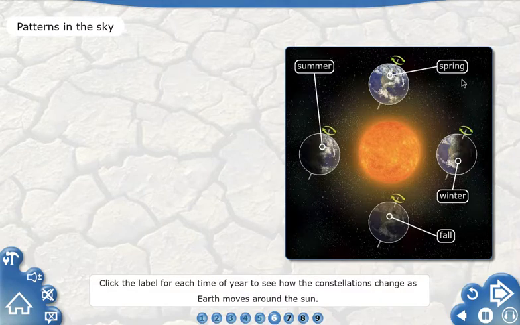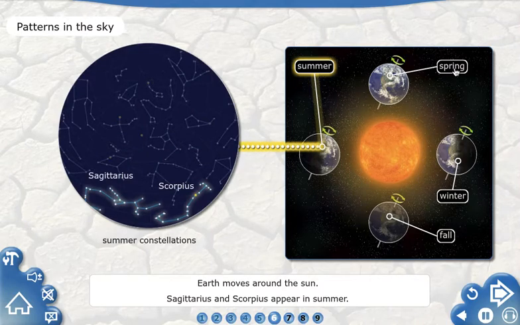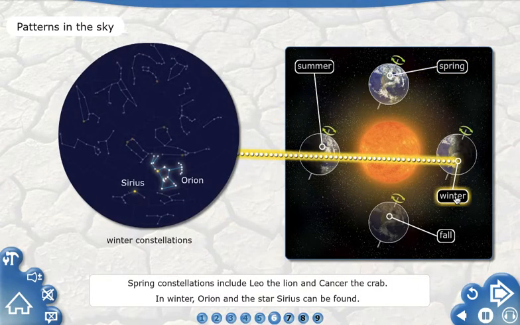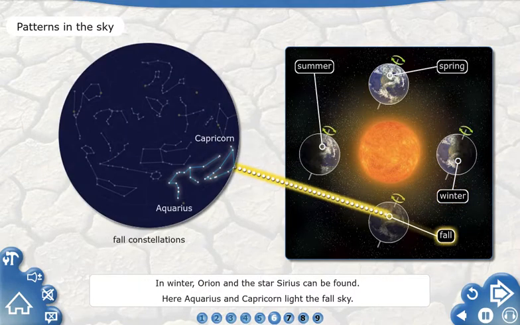Click the label for each time of year to see how the constellations change as Earth moves around the Sun. Sagittarius and Scorpius appear in summer. Spring constellations include Leo the lion and Cancer the crab. In winter, Orion and the star Sirius can be found. Here, Aquarius and Capricorn light the fall sky.